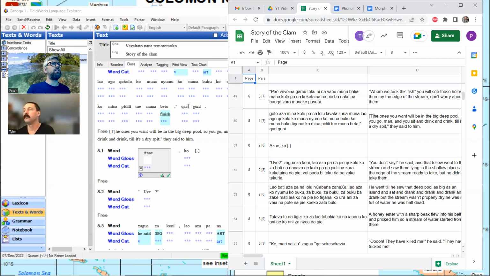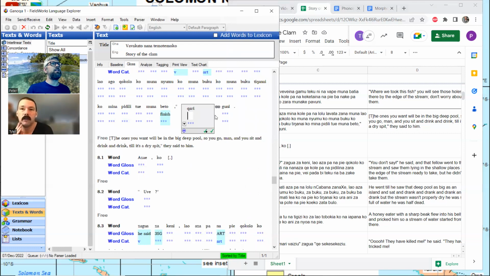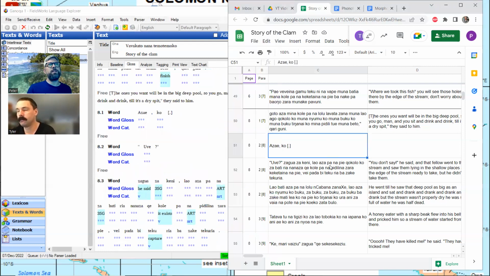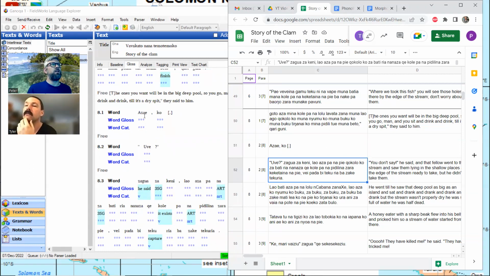I agree 100% that, and I even think Gadi might be a combination of Ge, Adi. So we have yet to see. I think the gu from Gua is say, and that it got smashed between ni. I don't understand the conditions of that yet. Actually, while I was stopping talking, here we have Azaiko, Uve, Zagwa. This Uve is all part of this, and here we have Uve question mark, and the translation is you don't say, he said. Azaiko Uve Zagwa Zakeni.